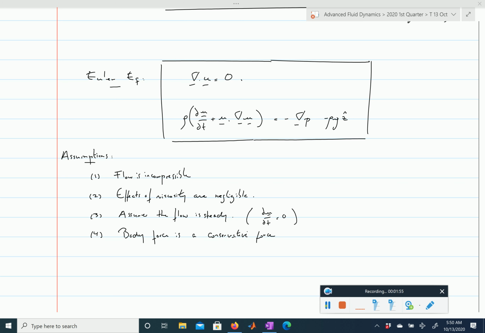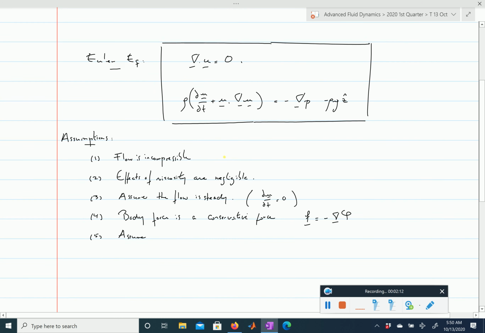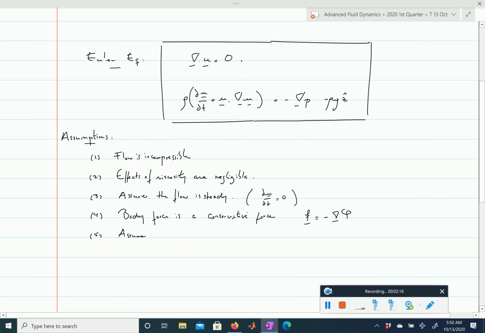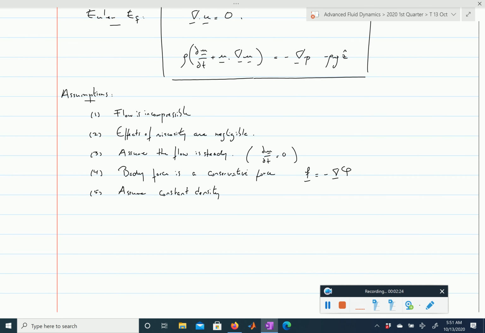And that means that F derives from a potential. I'll call the force potential phi. And the last assumption that we'll make is we'll assume that the flow is not just incompressible, but that actually the fluid has a constant density. Now here, I'm assuming a constant density because this simplifies slightly the formulas.